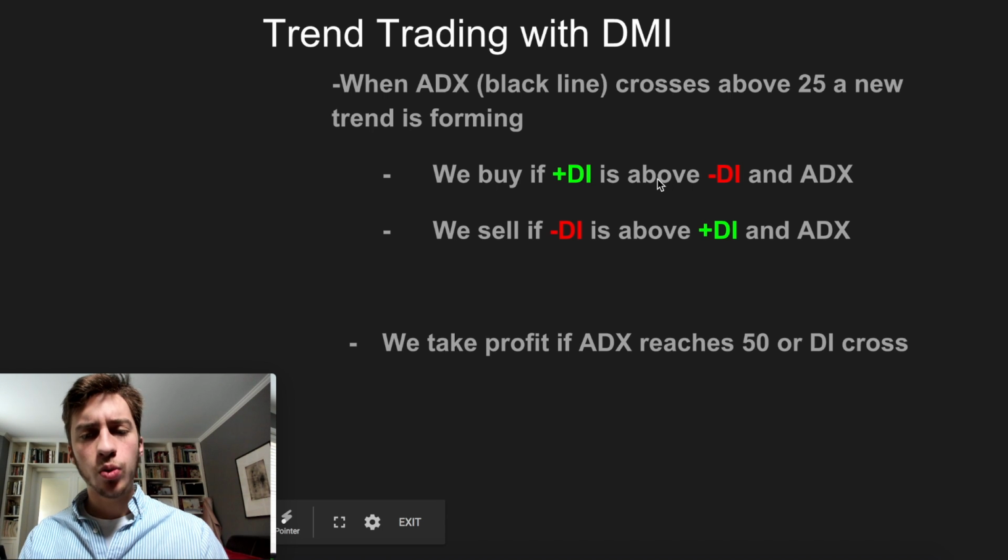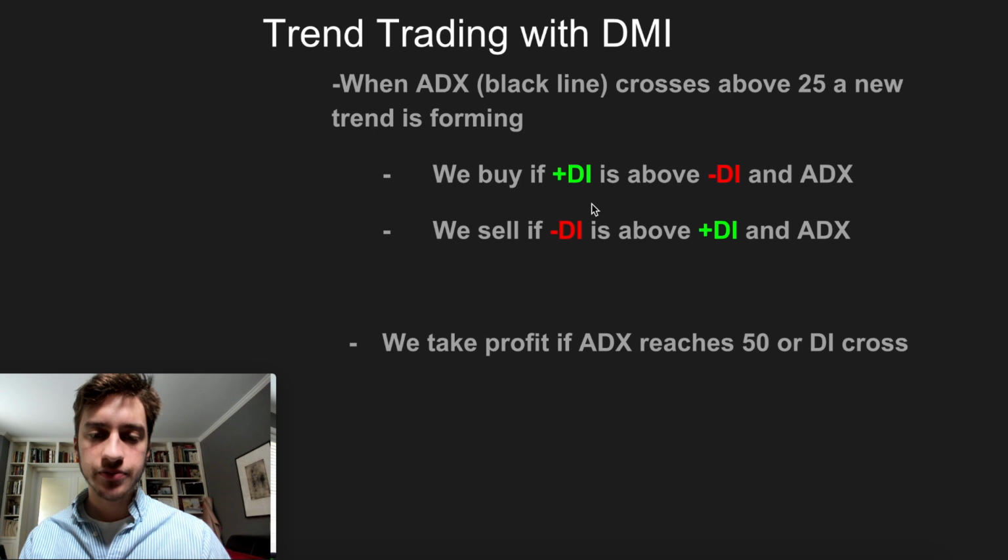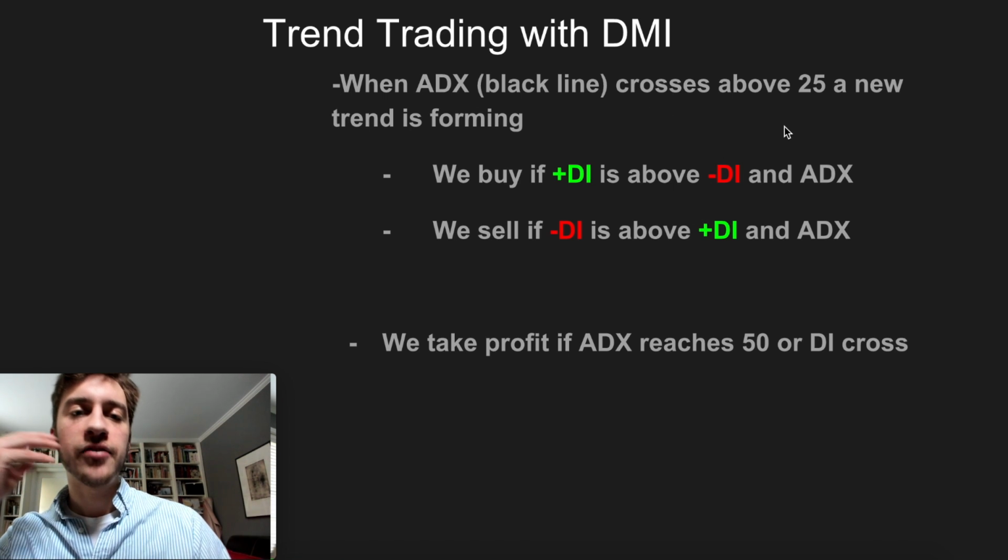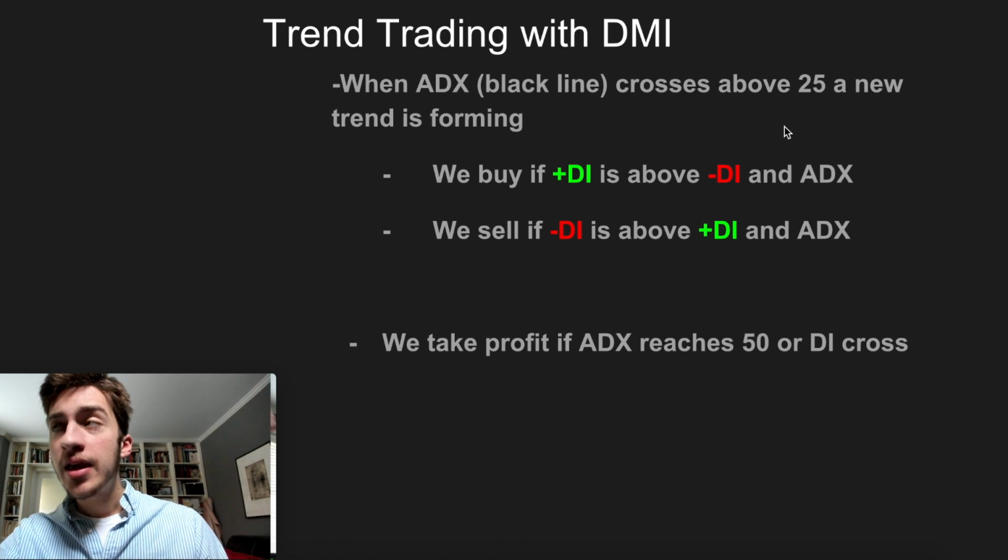Yeah. So what we want to do is we want to buy if the plus DI is above the minus DI and the ADX. So this has to be above both the minus DI and also our trend indicator. And the reason that is because typically when the ADX is below 25, we know that the market's probably consolidating. And when the market consolidates, it's either accumulating positions or distributing positions, with accumulation or distribution.